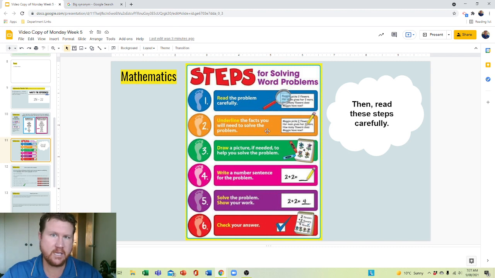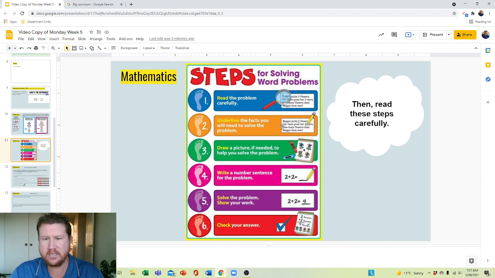Remember, a lot of word problems give you extra information you don't need. You've got to underline what you need only. Draw them out, basically. Draw a picture if needed, to help you solve the problem. It's happened to me before. I've had to draw plenty of pictures just to visualize what I'm doing.